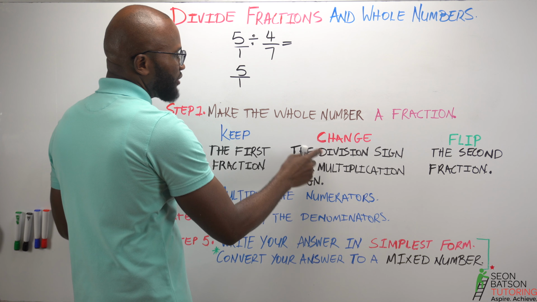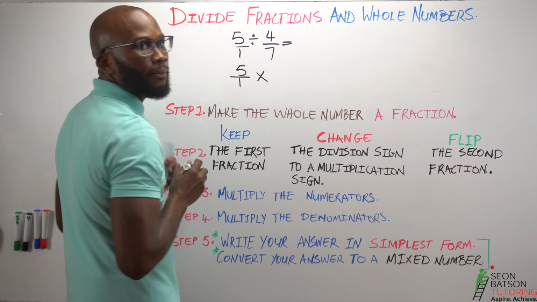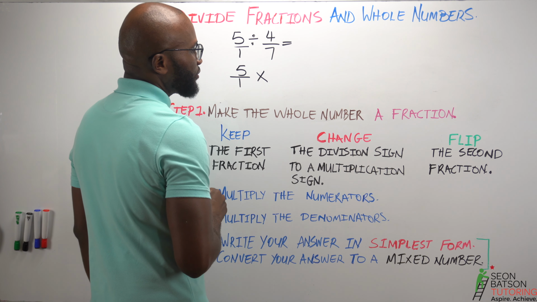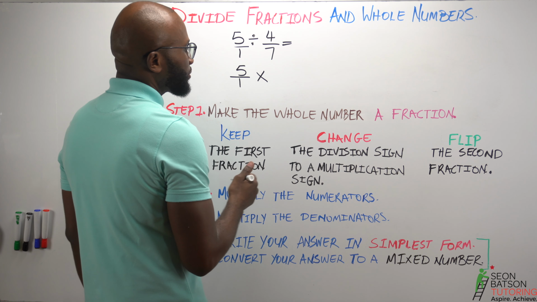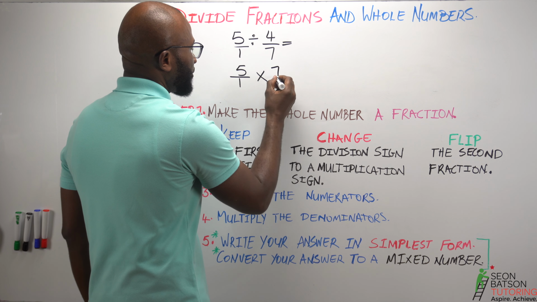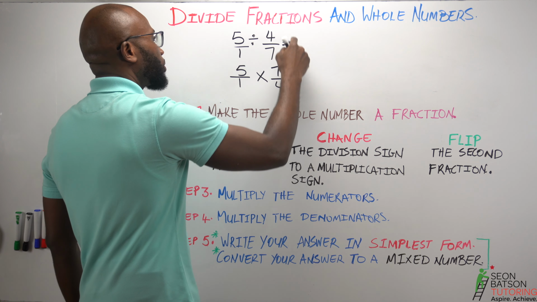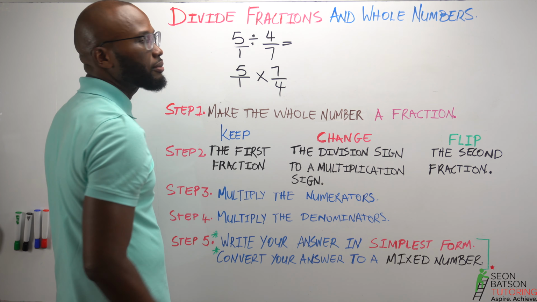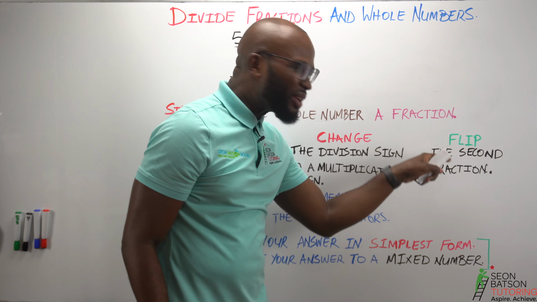Then we will change our division sign to a multiplication sign. Yes? Then we will flip the second fraction. Yes? Or find the reciprocal of the second fraction. 4 over 7 will now become 7 over 4. The 7 at the bottom goes up to the top. The 4 at the top will come down to the bottom. Yes? So we are done keeping, changing, and flipping.